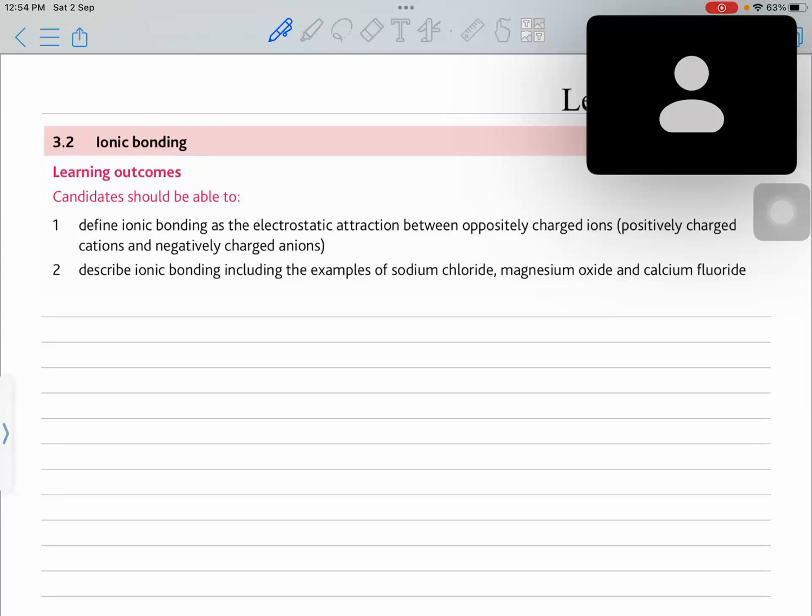So bonding is the name of attraction. In ionic bonding, metal gives its electron to non-metal and forms an electrostatic force of attraction. This electrostatic force of attraction is known as bonding. Okay, so let's start ionic bonding.